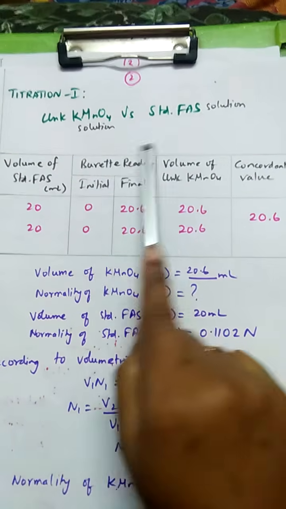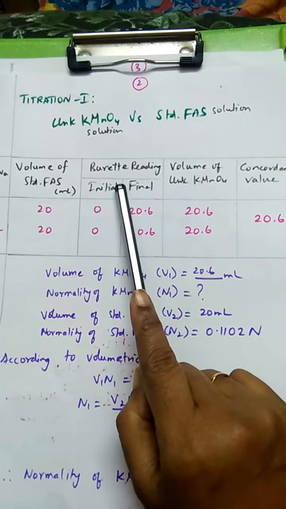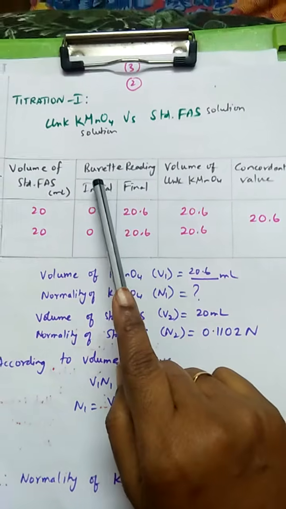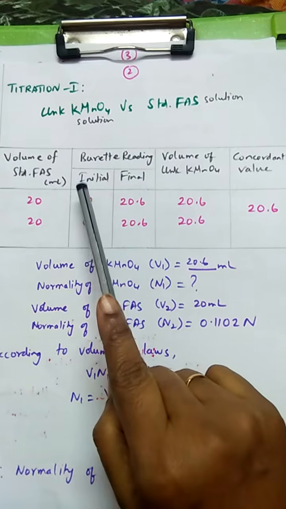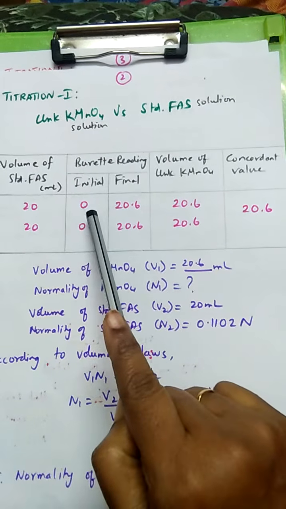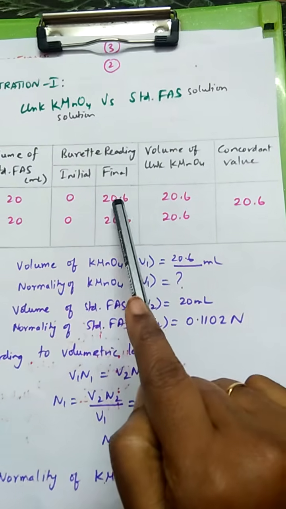Second column is for the burette reading. We already know that in the permanganometric titration, potassium permanganate is always taken in the burette. So the burette reading will be noted here. Initial is always taken as 0, till the 0 level the burette solution is filled, and then the final reading after titration.